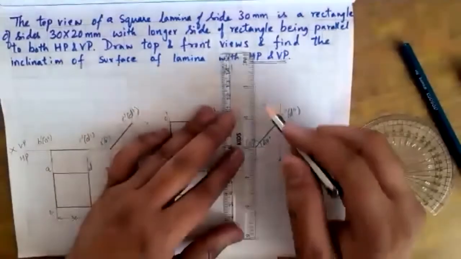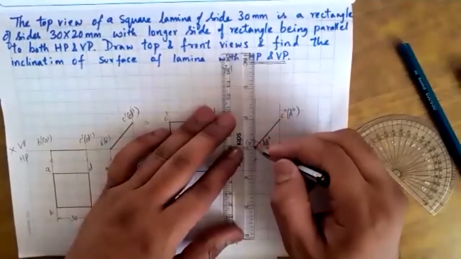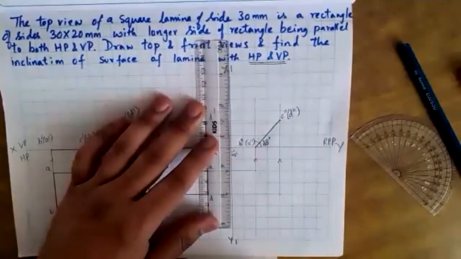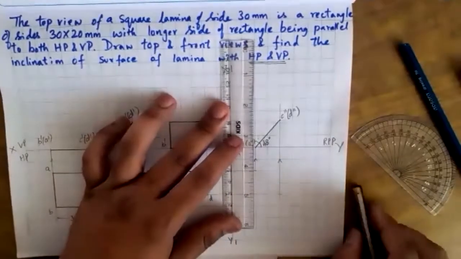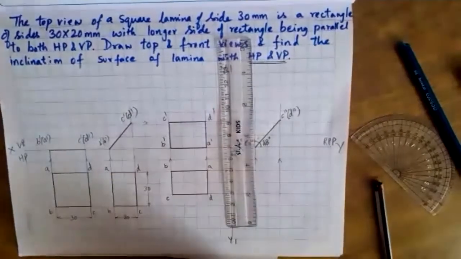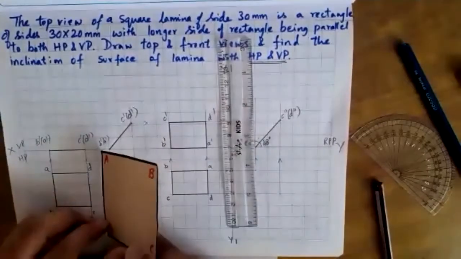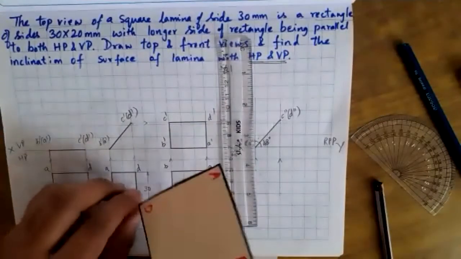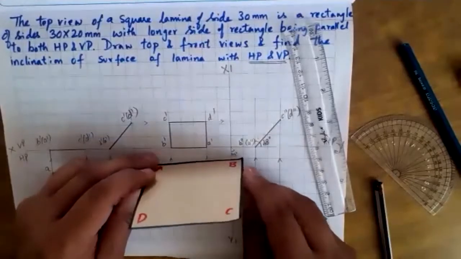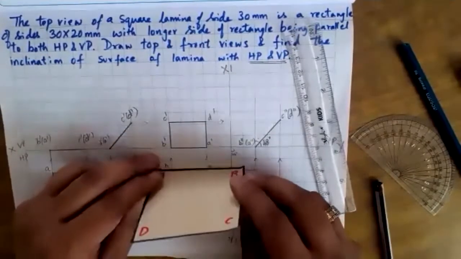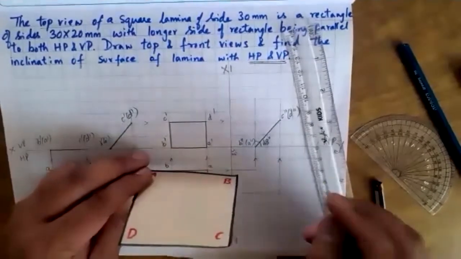Inclination to VP. See here, this is the vertical plane. Even you can consider it is inclined to the vertical plane. The lamina is inclined like this and is positioned like this as an AB condition. When it is inclined like this, inclination to HP is 48 degrees.